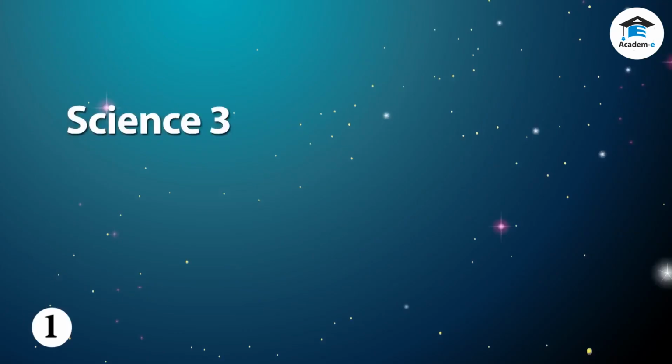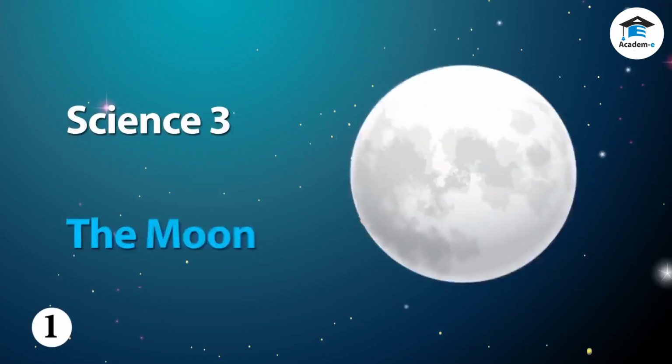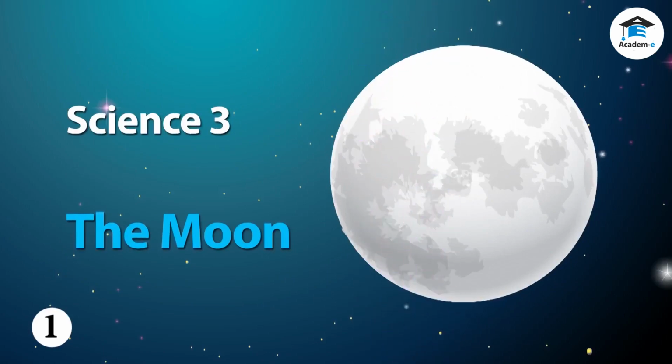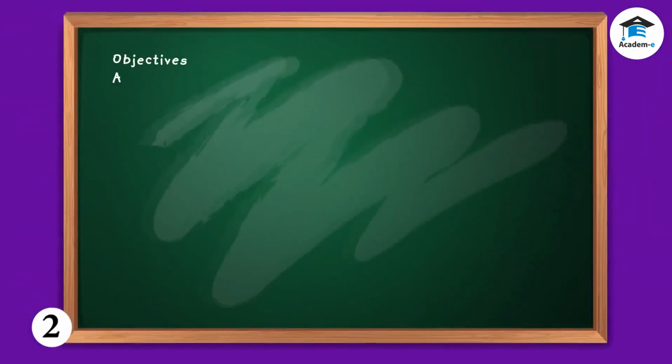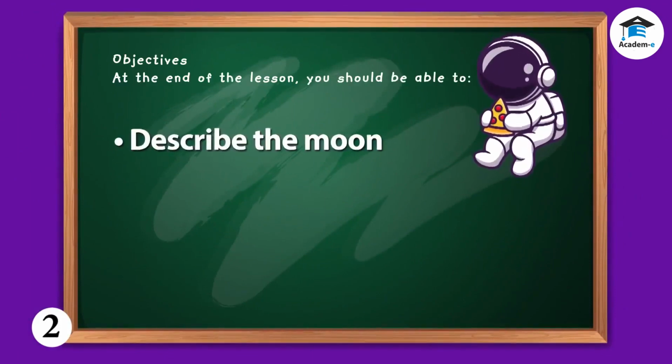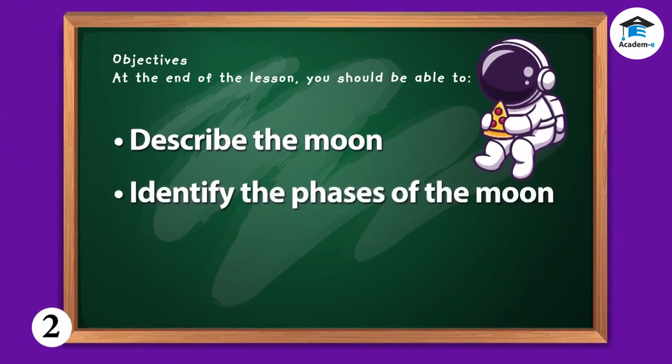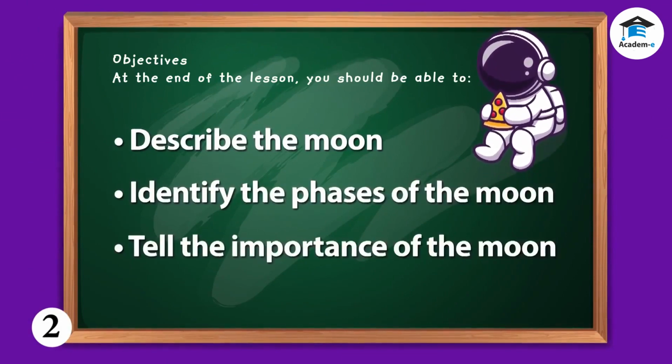Science 3. The Moon. Objectives. At the end of the lesson, you should be able to describe the moon, identify the phases of the moon, and tell the importance of the moon.